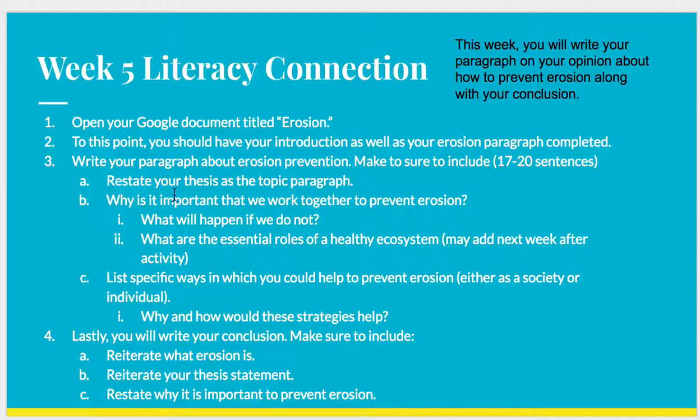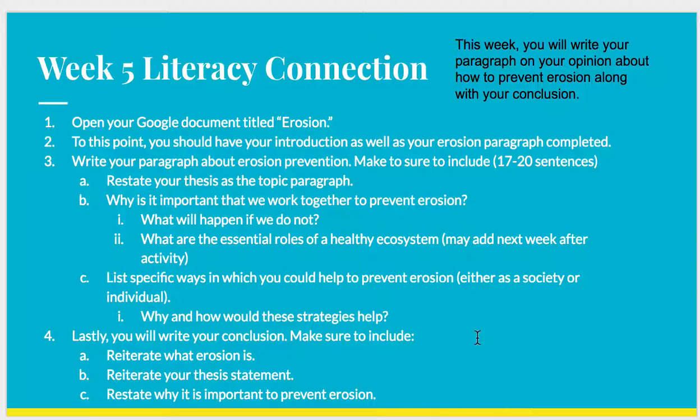Next, I want you to write why it's important that we work together to prevent erosion, and what will happen if we do not, and what are the essential roles of a healthy ecosystem. And this you might want to add after next week's activity as we talk about that. You might already know the answer to that though because of the videos that you're watching this week. Also, I want you to list specific ways in which you could help prevent erosion, and you could definitely use some of those different ideas that you had in your presentation. So you should already have 3 along with how they work.